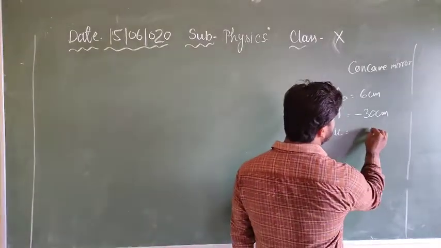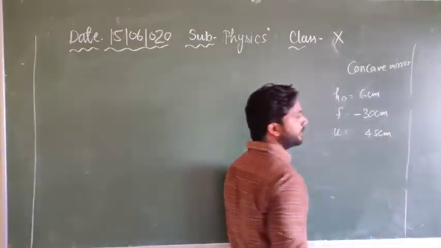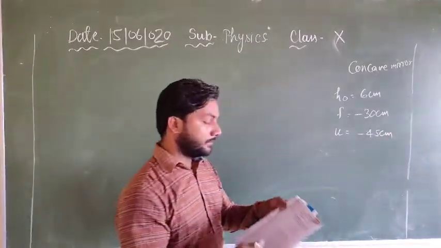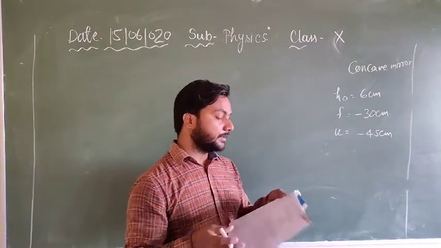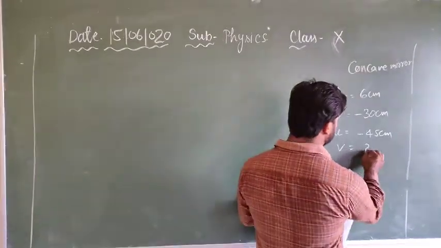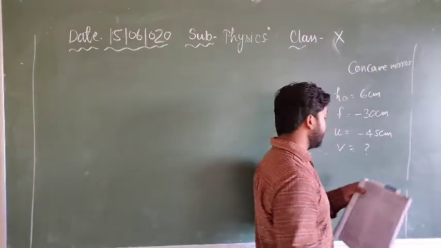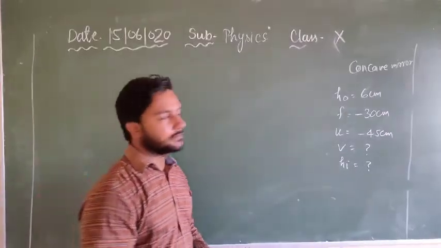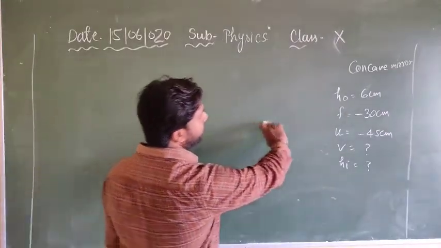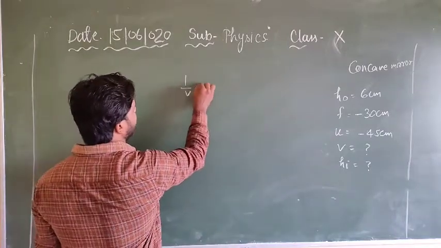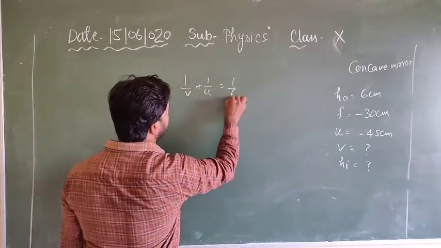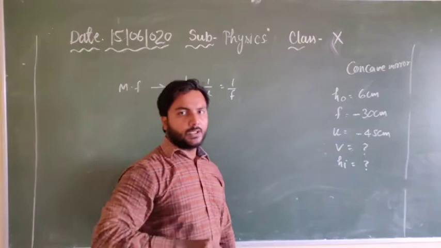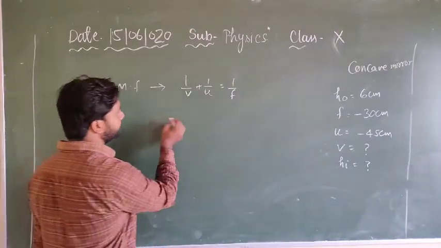So U is 45 centimeters. Will it be negative or positive? It will be always negative. We have to find the position, means V, and HI. These are the things we have to find. So in this question, we have to use the mirror formula. This is the mirror formula: 1 by V plus 1 by U equal to 1 upon F.